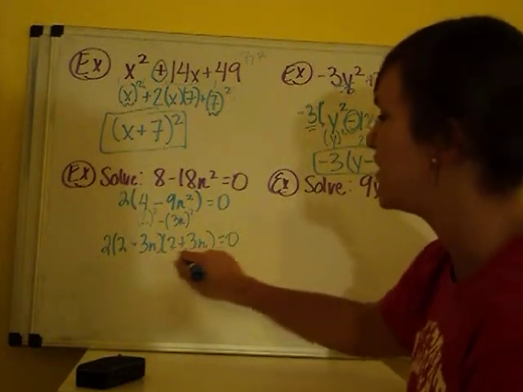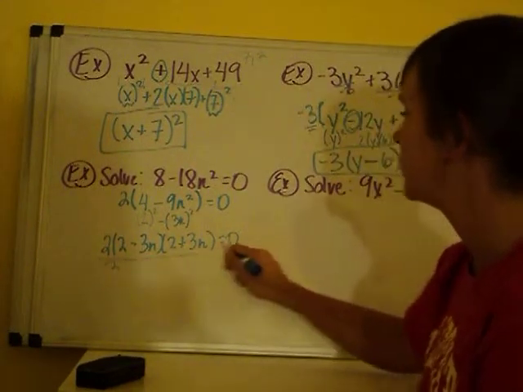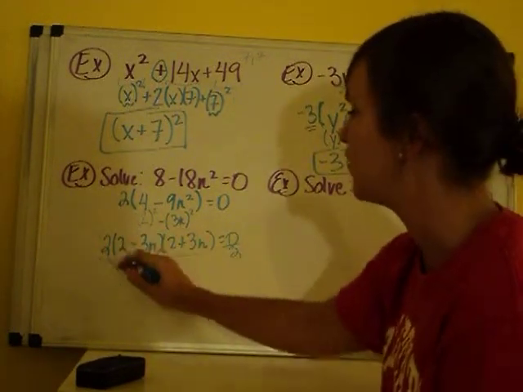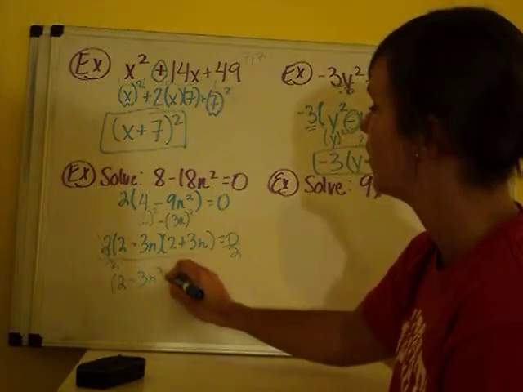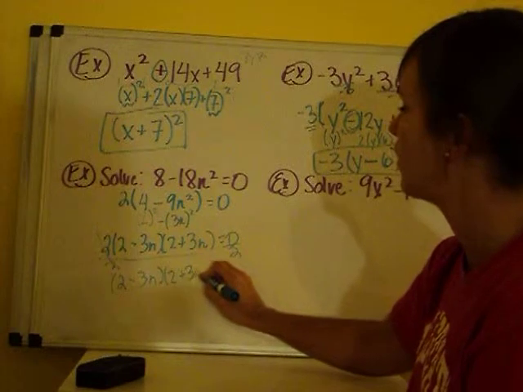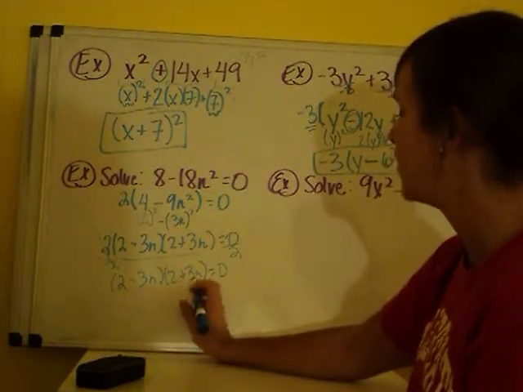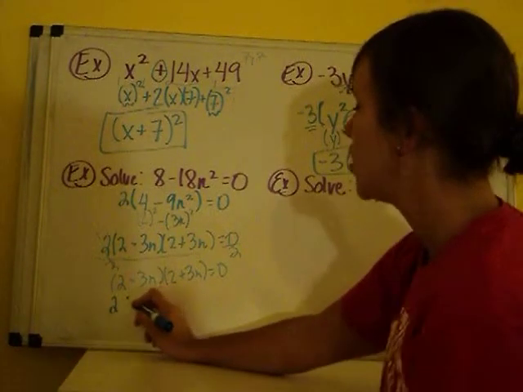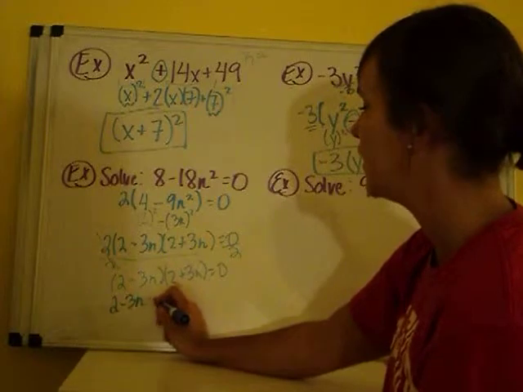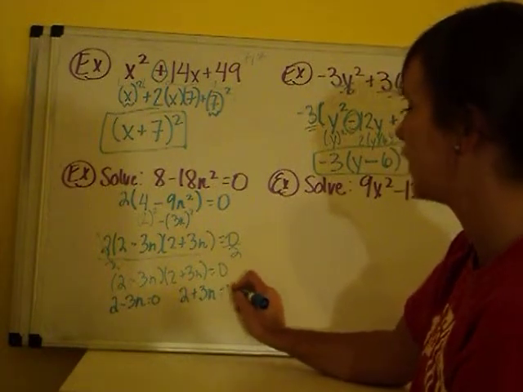Here, this 2, if I divide both sides by 2, divide everything by 2, I'm still going to get 0. Those are just going to go away. So that 2 really has no role here. Okay, now I have things being multiplied together equal to 0, so I'm going to take this guy and set it equal to 0. Can you see that? 2 minus 3n equals 0, and 2 plus 3n equals 0.